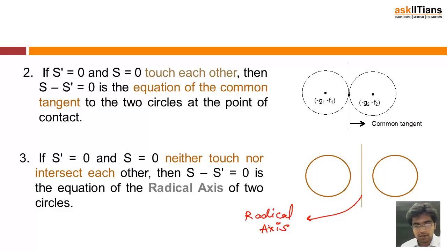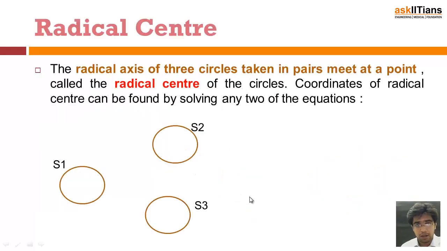When the circles are neither touching nor intersecting, then S minus S dash will give you the radical axis. Now, radical center.